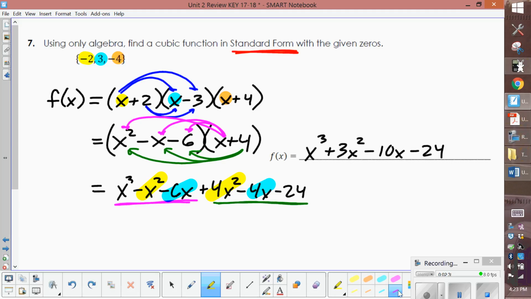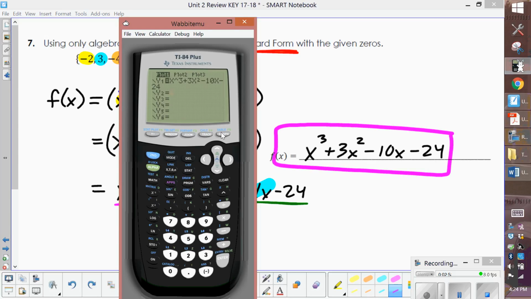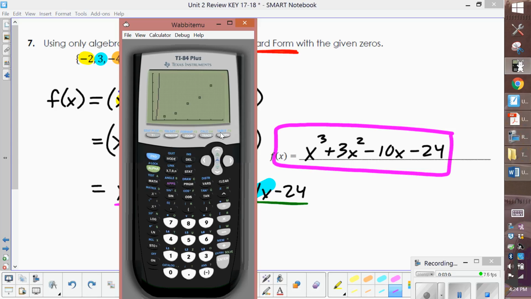Now, the beauty about this is I can double check my work on my calculator. I'll type this into y equals, and we'll see if I get the zeros I'm looking for. And I went and typed in my standard form polynomial here. And when I look at my table, whoops, wrong thing. There we go. Come on, table. There we go.